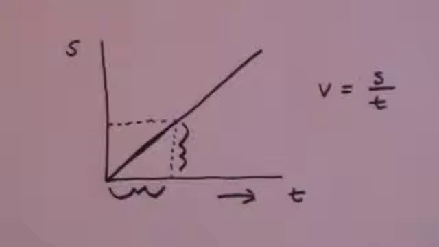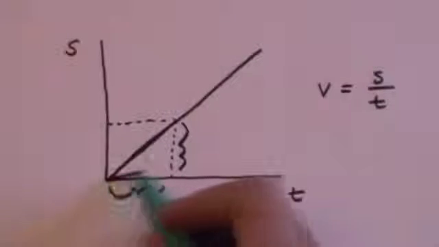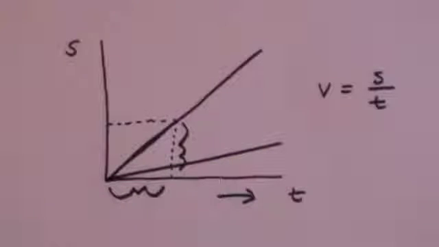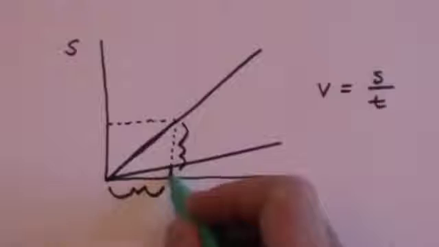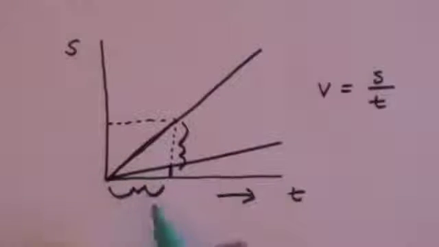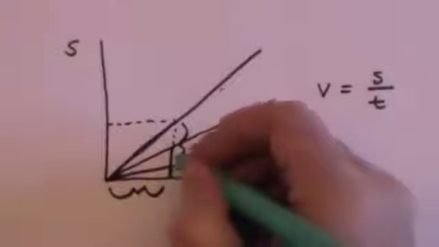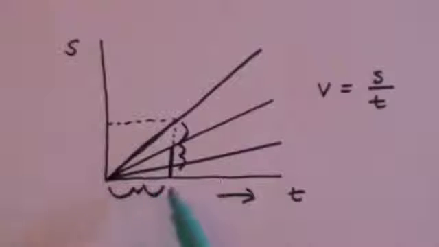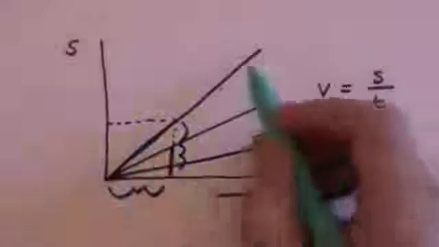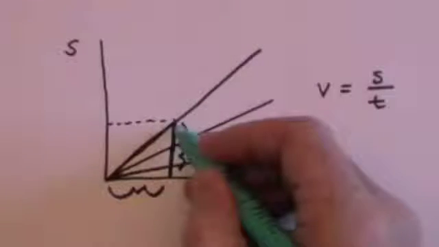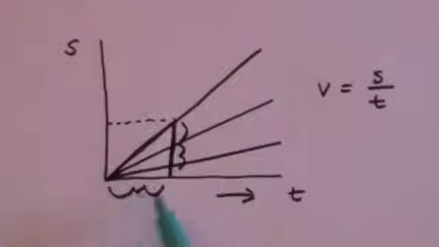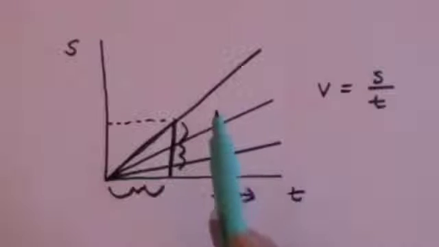And I hope you can see that the steeper the gradient, the higher the velocity. For example, that would be a very low velocity because it travels a very small distance in a particular time t. This would be a higher velocity because it travels a further distance but in the same time. And this one that I've already drawn would be an even higher velocity because it travels a further distance in the same time. The steeper the gradient, the higher the velocity.